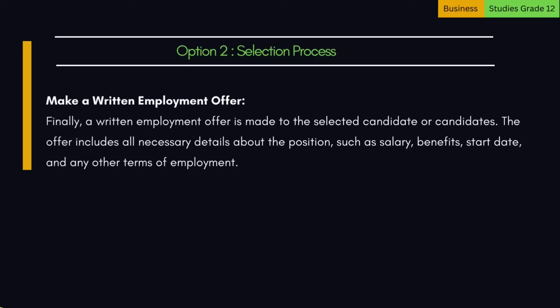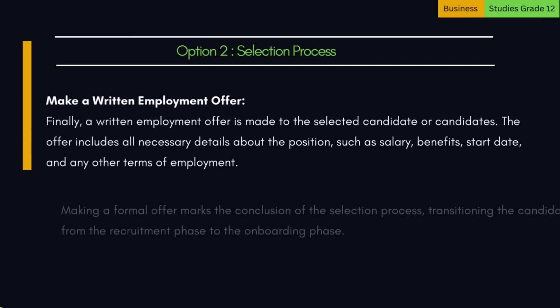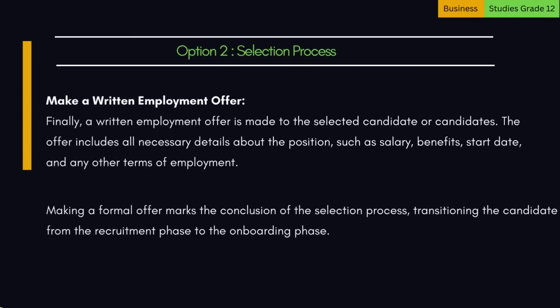7. Make a written employment offer. Finally, a written employment offer is made to the selected candidate or candidates. The offer includes all necessary details about the position, such as salary, benefits, start date, and any other terms of employment. Making a formal offer marks the conclusion of the selection process, transitioning the candidate from the recruitment phase to the onboarding phase.